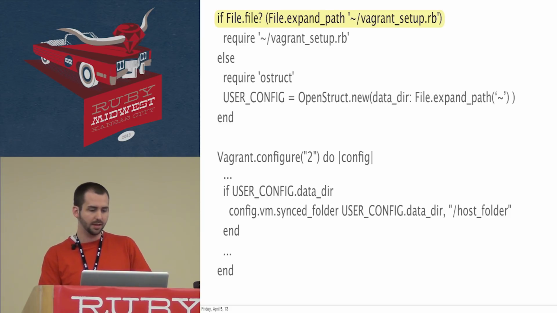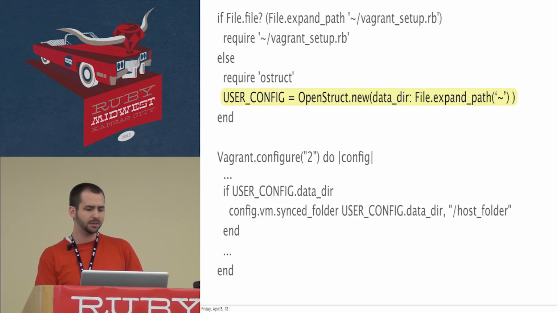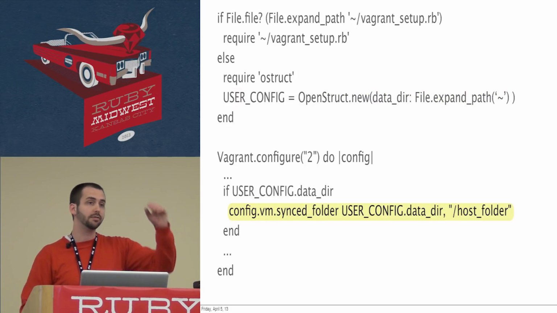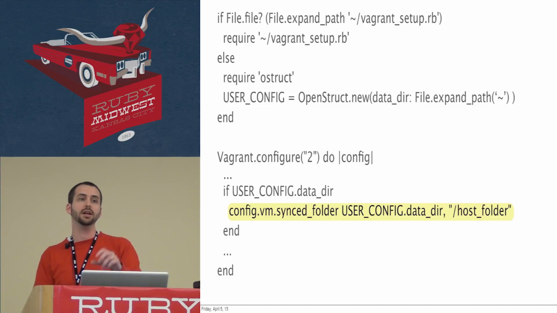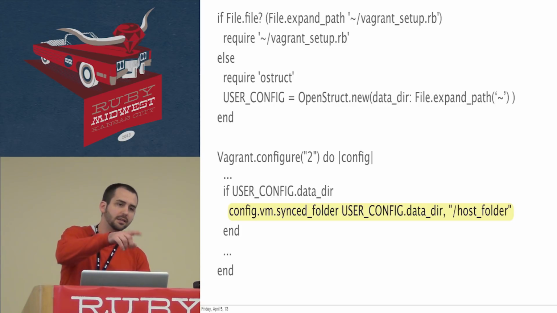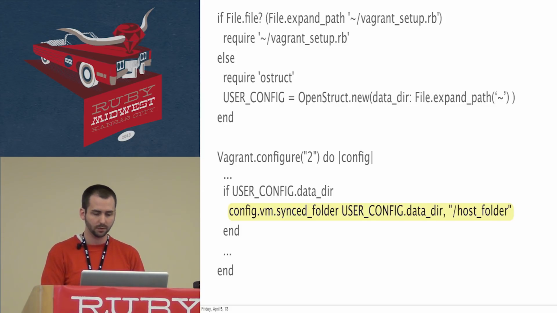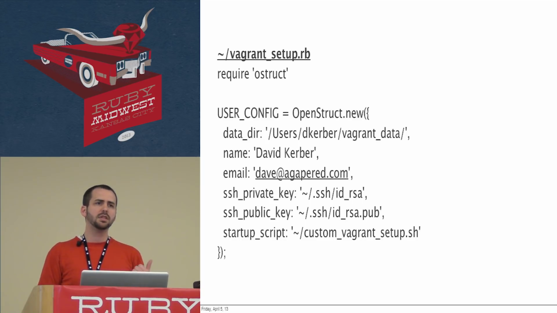So I give that, and then in the Vagrantfile, I check to see if that file exists. If it does, great, let's load it. If it doesn't, let's put a default config in place and just set it to the home folder. Then inside your Vagrant block, rather than having a hard-coded string of the folder we're going to share with the VM, you just use whatever that user has configured and put a reasonable default in there. So it's really great. You don't have to hand edit that file because your username is not the same as mine, blah, blah, blah.